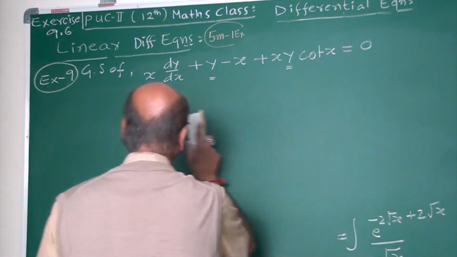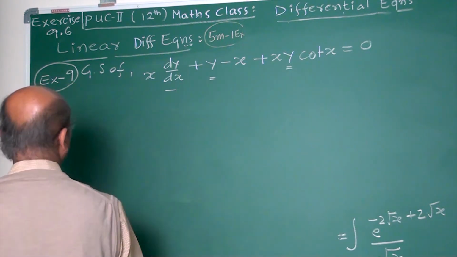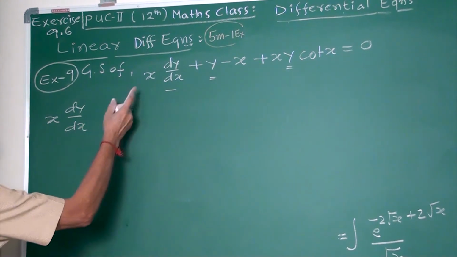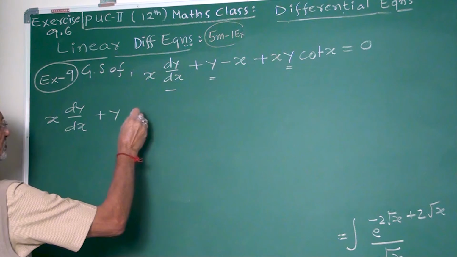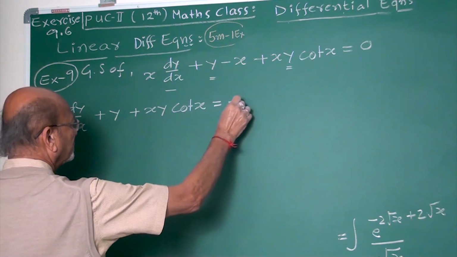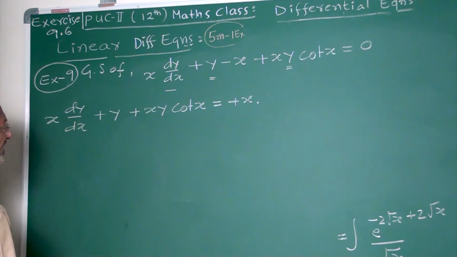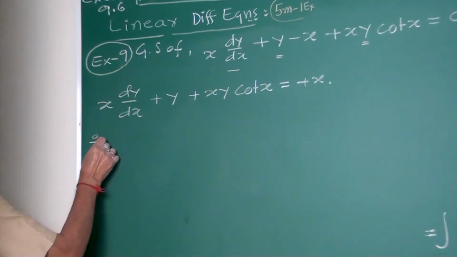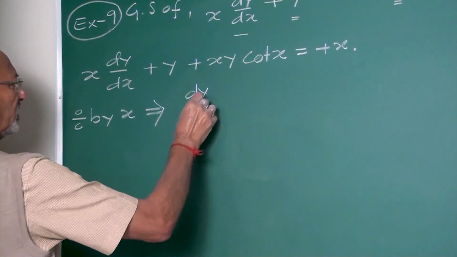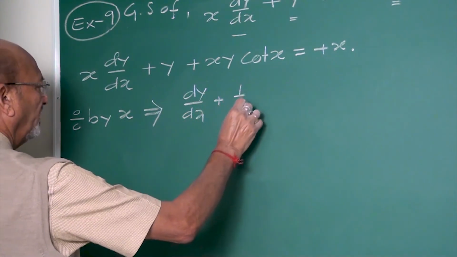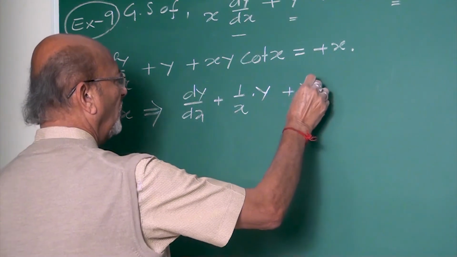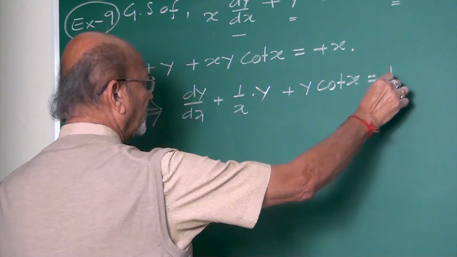This can be written as first x into dy by dx, plus y is needed here, and xy is also needed here, cot x. This minus x is shifted to this side, so it is plus x. Unwanted, so divide each term by x. This gives dy by dx plus 1 by x into y. This x is cancelled, plus y cot x. Again this x is cancelled, gives 1.